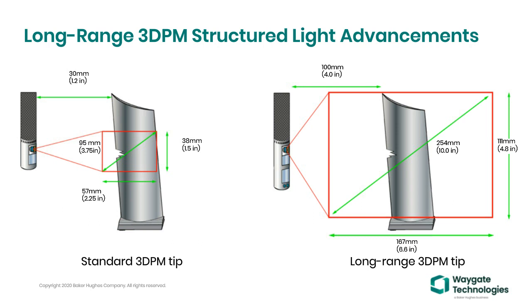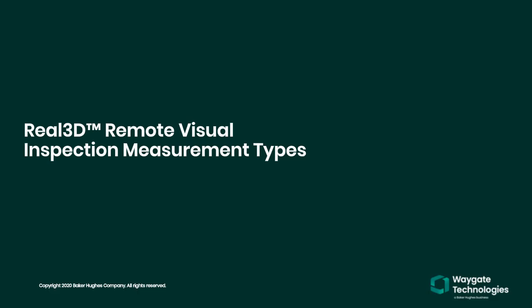Now, let's move on to a discussion about the various types of measurements that are available in Real3D. And there's 8 different ones. Some of them are very unique and only found in the Mentor Visual IQ video probe.